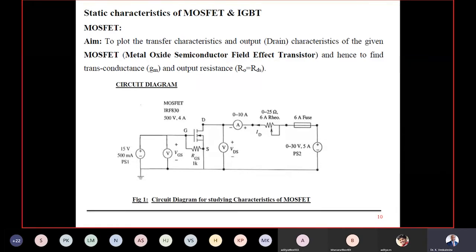So MOSFET has got 3 terminals. Gate is called the control terminal. Drain is the power terminal. Source is a common terminal, a very common terminal.